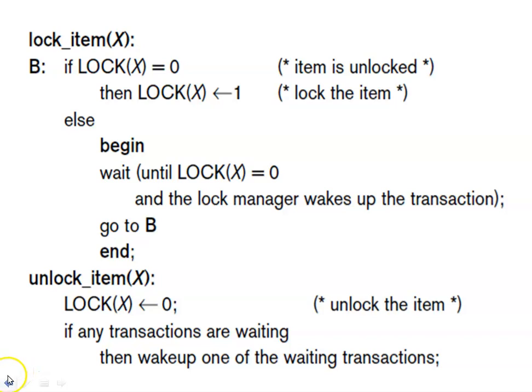Here we have pseudocode of the lock item and the unlock item. When you want to apply a lock, you first check if the value of the lock is equal to 0. If it is 0, you make it 1. Else, you wait until the value of X becomes 0. With respect to unlock item, the value of the lock is set to 0, which means no operation is using the database item X, and if there are any other transactions in a queue waiting for that particular database item, they can get access to that item.